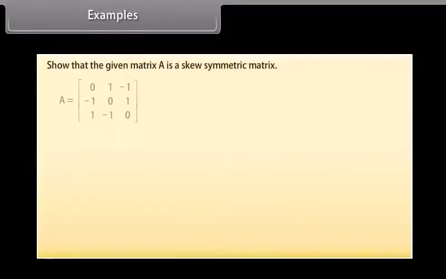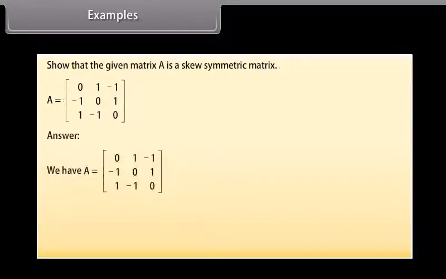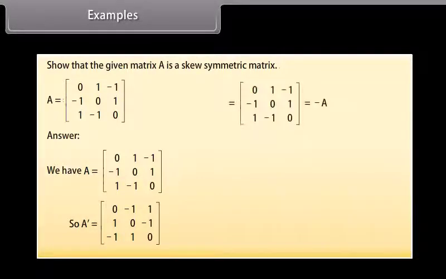Examples. Show that the given matrix A is a skew-symmetric matrix. We have given A, so A transpose is the matrix with first row 0, -1, 1, second row 1, 0, -1, third row -1, 1, 0. We can see that this is equal to minus A. Therefore, A dash is equal to minus A. Hence, A is a skew-symmetric matrix.